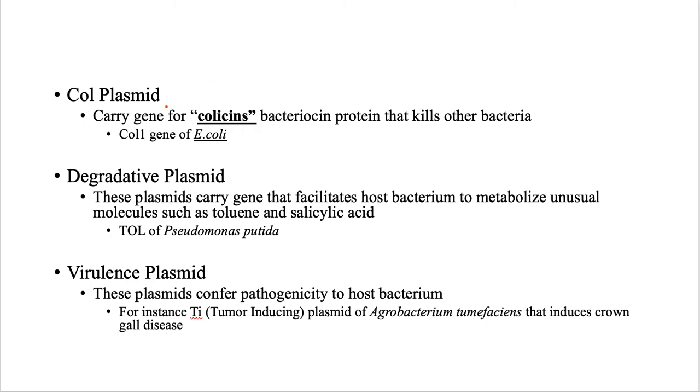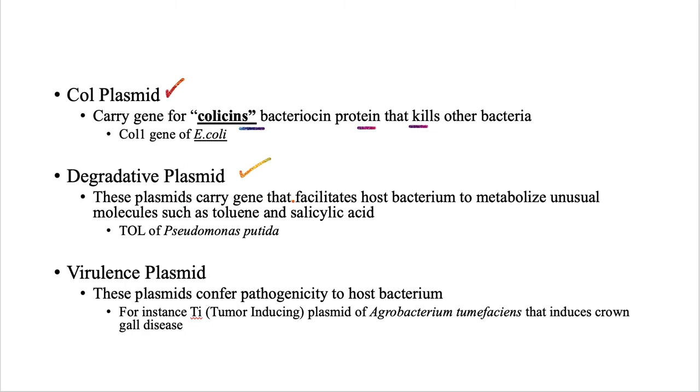Then we have the col plasmid. Col plasmids carry the gene for colicin, which is one of the bacteriocins, and bacteriocin proteins kill other bacteria. For instance, we have the col1 gene of E. coli. We have the degradative plasmid as well.